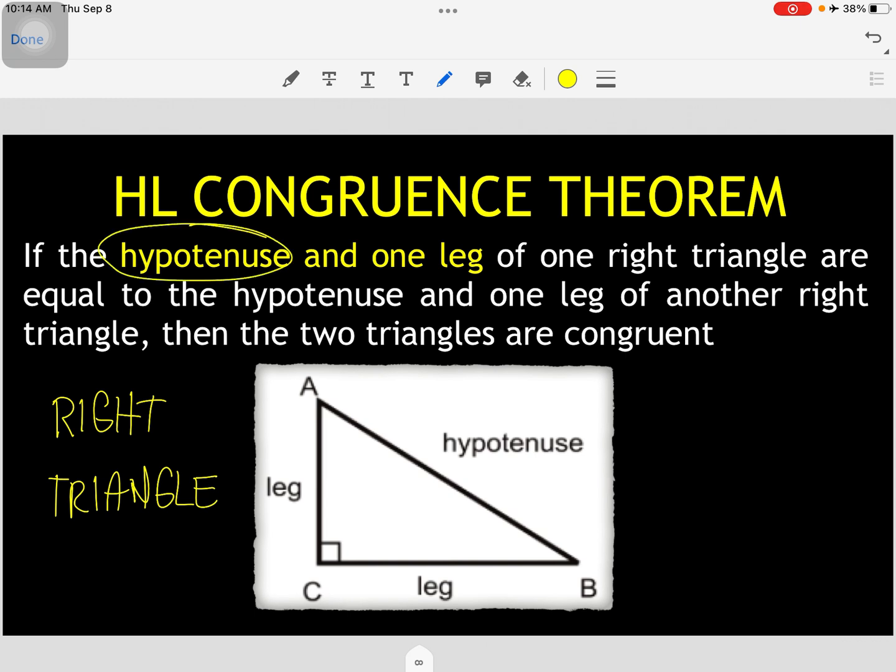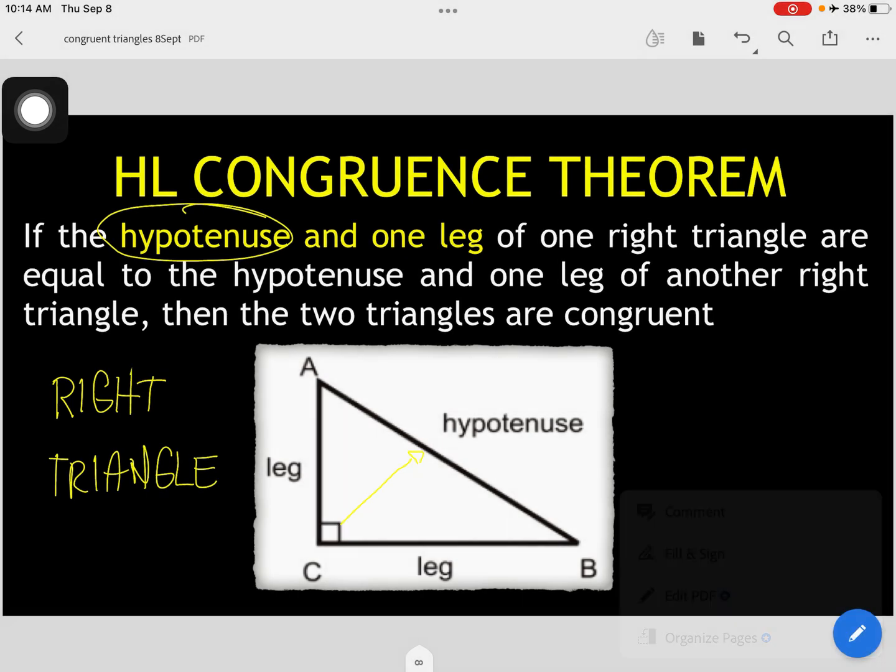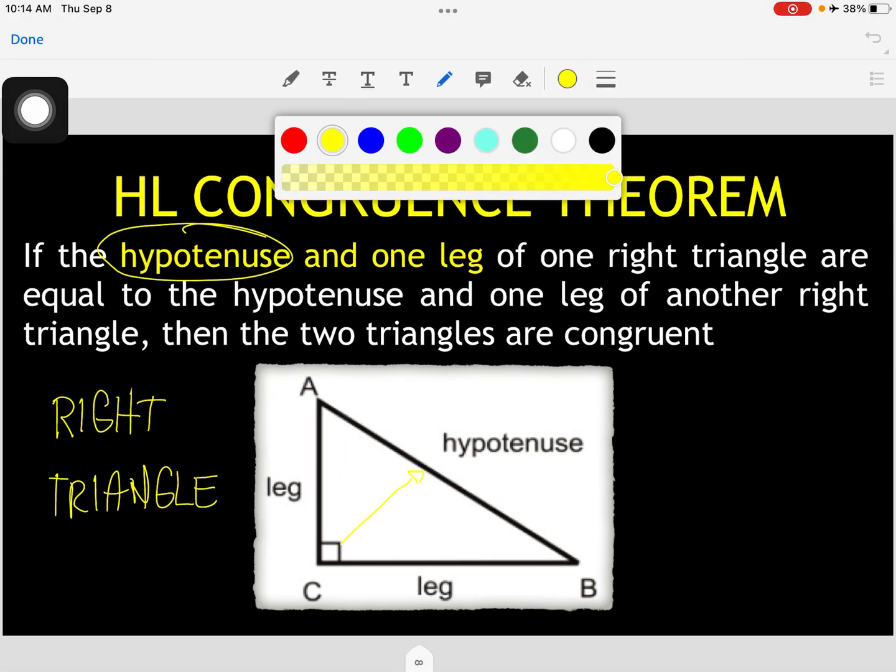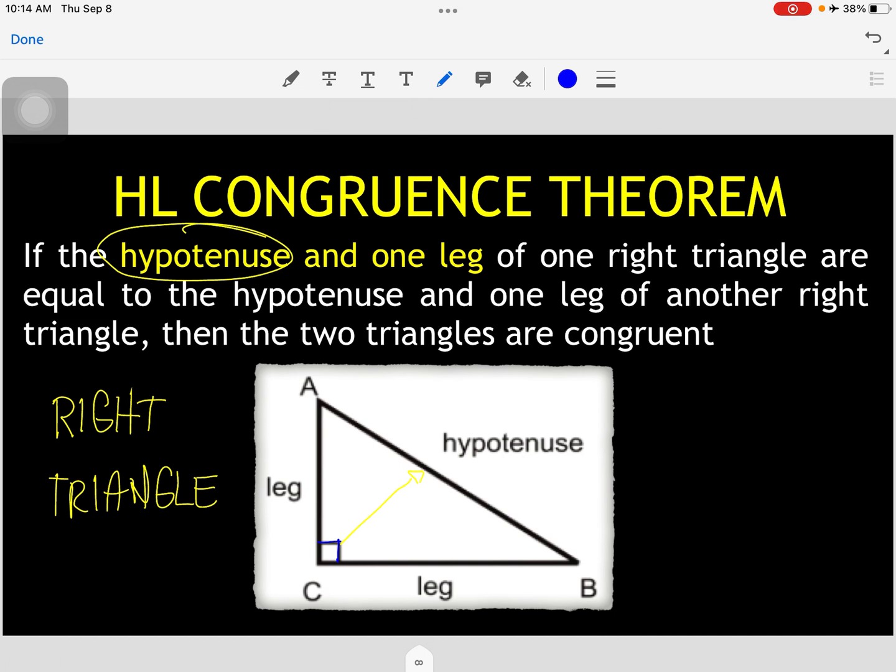Now, what's the hypotenuse? The hypotenuse is the side across your right angle. So in this case, your right angle is here, so your hypotenuse is the one across it. So your hypotenuse is AB. And then we call the other two sides the legs. So AC and BC are your legs.